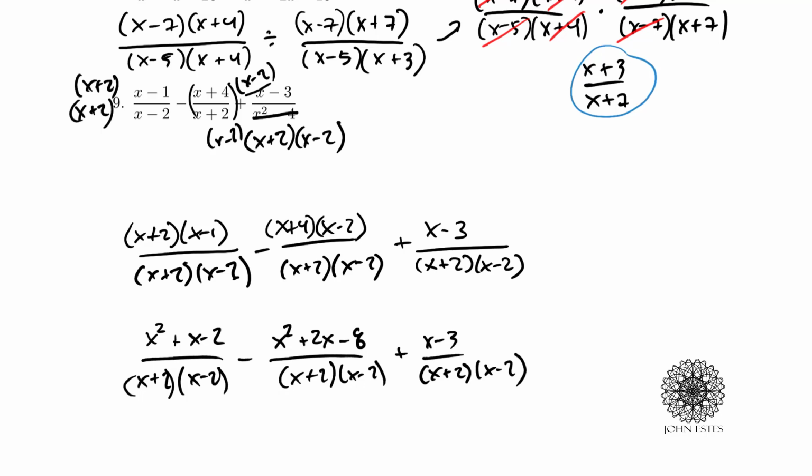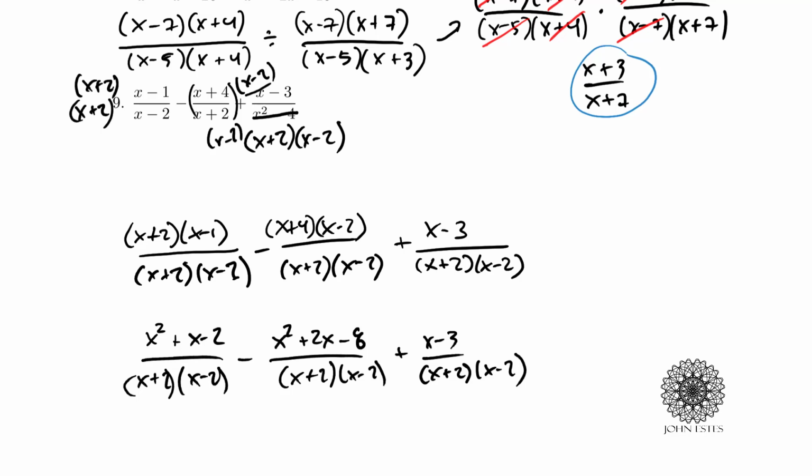Okay, so I FOILed out all my numerators, so that's x squared plus 2x minus x becomes plus x minus 2. And then in the second numerator I have x squared plus 4x minus 2x, which is positive 2x, minus 8.